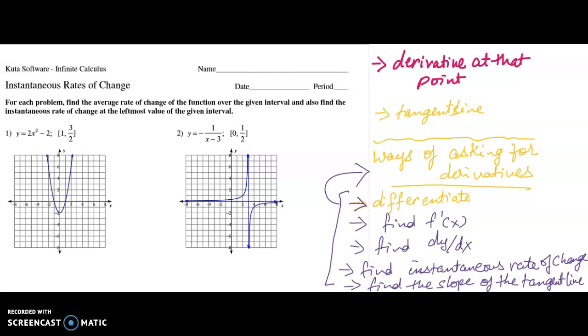Okay, now let's get started. Let's read the question first. They are asking two things. Find the average rate of change. What is the average rate of change? That means the slope of the secant line. That's what we discussed in the previous video. They ask for it over the given interval, and then the instantaneous rate of change at the leftmost value. You need to be mindful of what they are asking for.